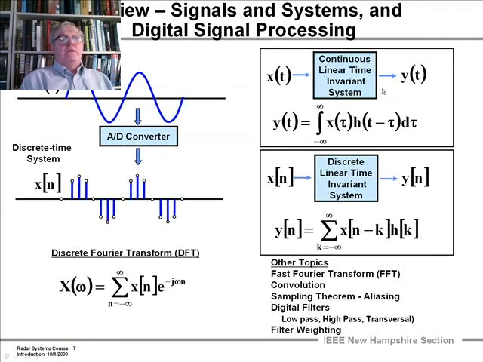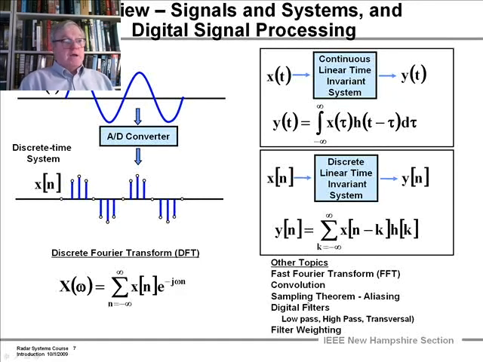continuous linear time invariant systems. And how if you put an input signal through one of them, you get y of t, and the system transfer function h of t, if you convolve the input signal with that, you get the output. And it's equivalent in the discrete time system, in the discrete time formalism.